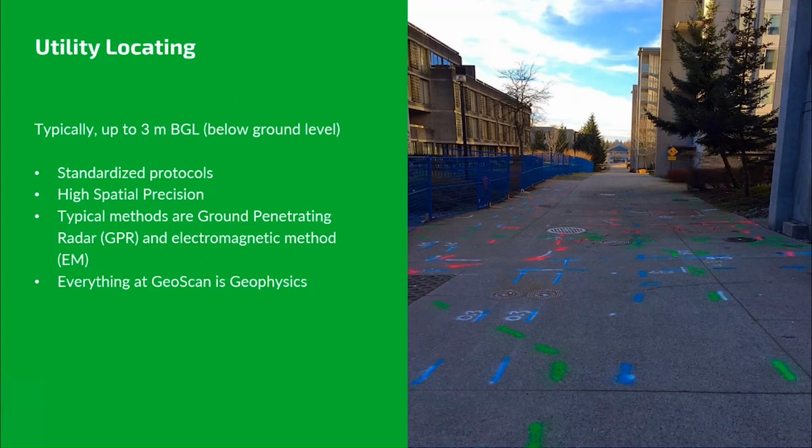This is a very special case of geophysics when accuracy is very important due to future excavations and because of the risk that it involves if you are cutting or excavating a pipe, accidentally rupturing a pipe, that can cause serious problems. So high spatial precision is extremely important, and that's what basically covers the entire utility locating industry, to be as accurate as possible.